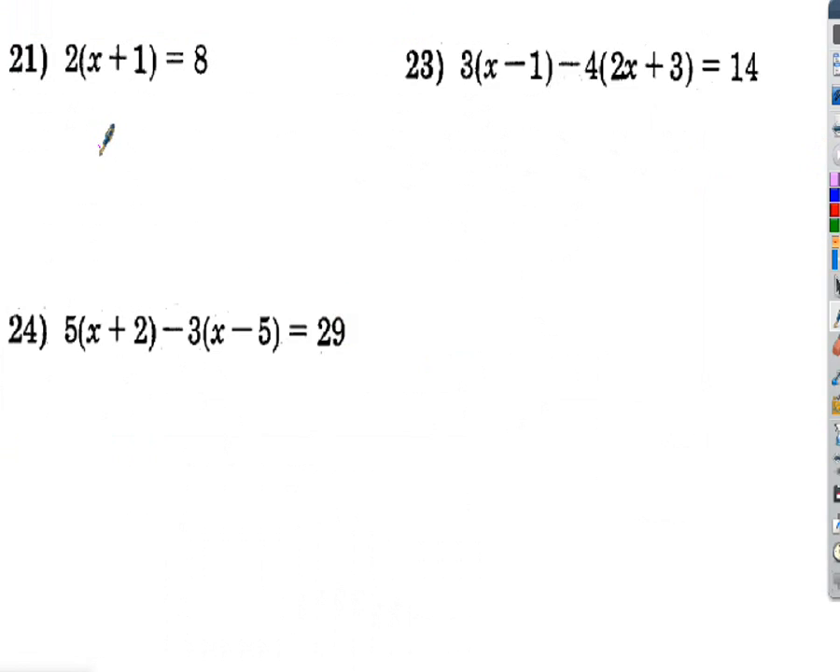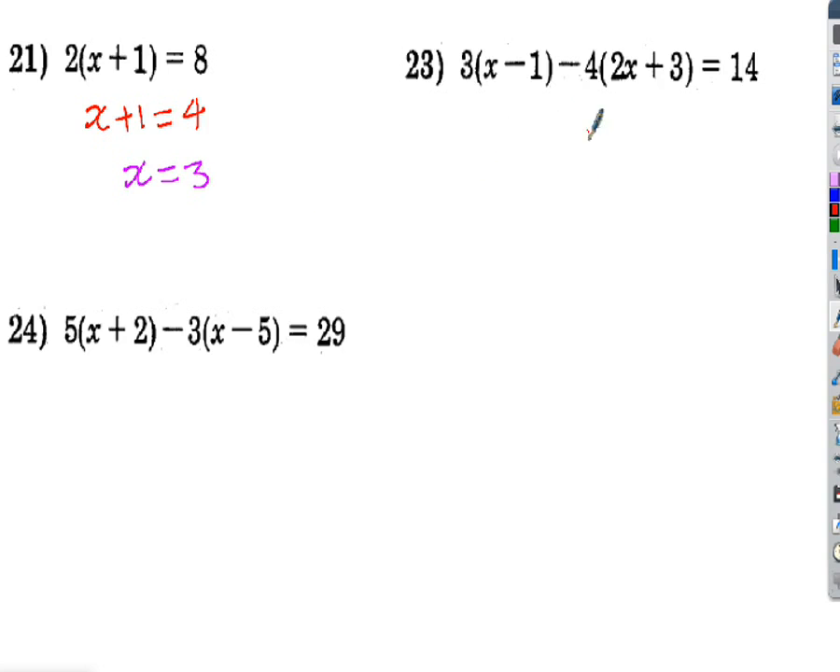Okay, in question 21 we're given 2 multiplied by x plus 1 in brackets is equal to 8. Now I could expand the brackets here of 2 multiplied by the x and 2 multiplied by the 1, but I don't think I'll do that in this case. What I think I'll do is divide both sides by 2. The 2 is multiplying the brackets, so the inverse operation is divide. So my next line will simply be x plus 1 is equal to 4, dividing both sides by 2. 8 divided by 2 is 4. And then I simply subtract 1 from both sides of the equation. So x in this case would equal 3.